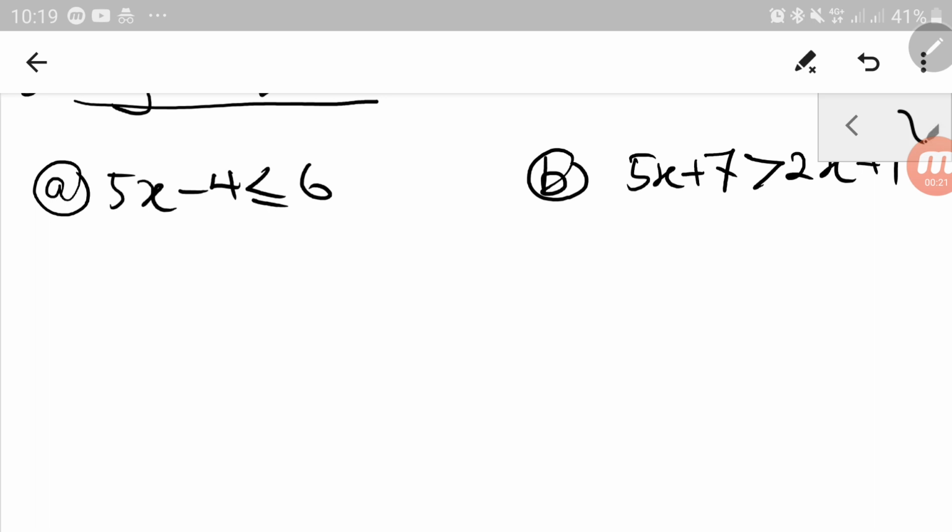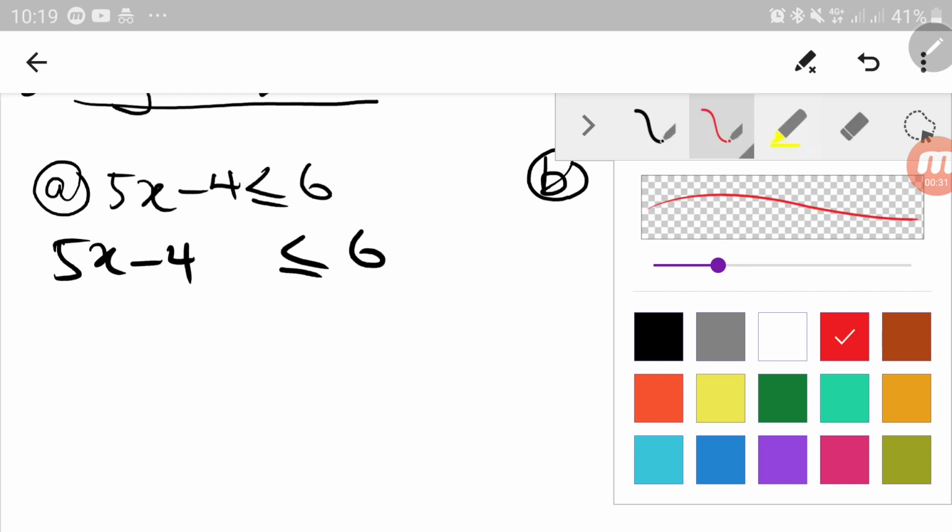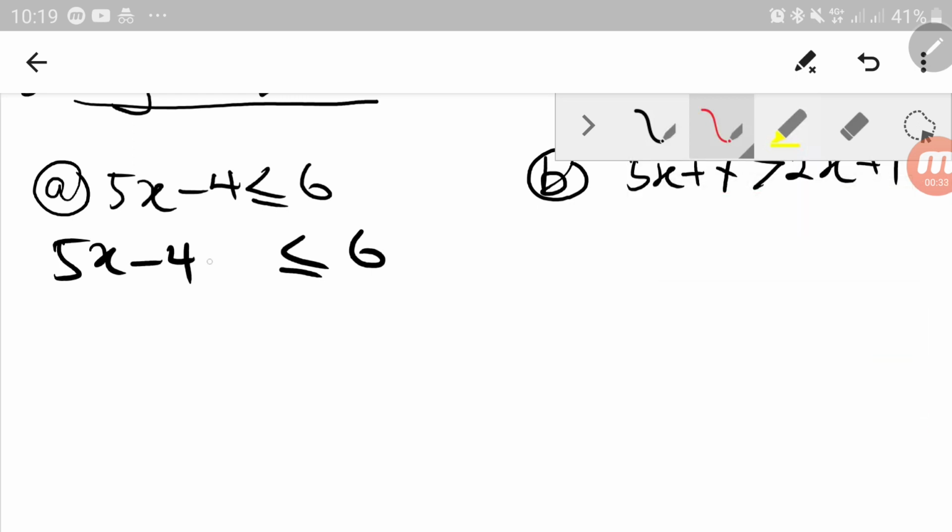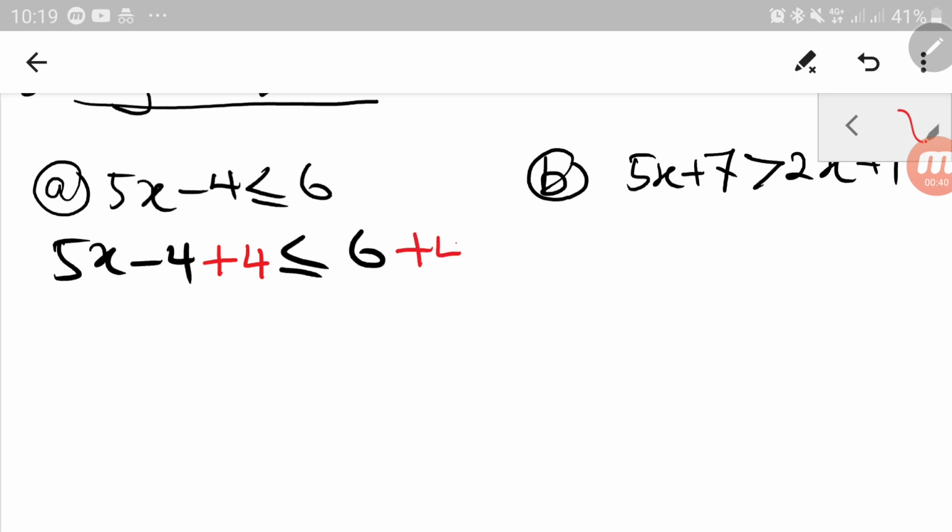Okay, so we have 5x minus 4 less than or equal to 6. So we need to get rid of the minus 4 over there. Just copy and paste everything, and I use red color to show you how it's done. We need to balance them out. In order to get rid of the minus 4, we need to add 4 to each side. Please bear in mind, whatever we do, we are balancing the equation.